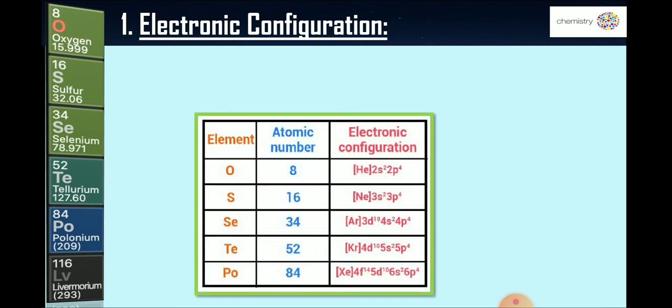Oxygen with atomic number 8, its electronic configuration is 1s2, 2s2, 2p4, or in short, we write it as helium 2s2, 2p4. Sulfur with atomic number of 16 contains 16 electrons which are distributed into different orbitals like this: 1s2, 2s2, 2p6, 3s2, 3p4. Selenium, argon 3d10, 4s2, 4p4.